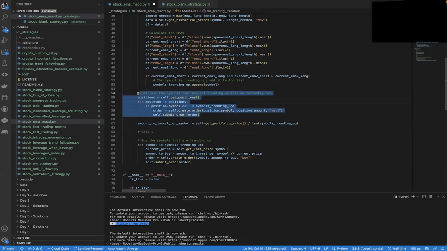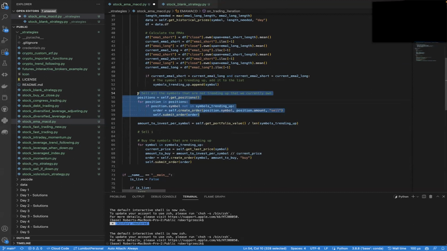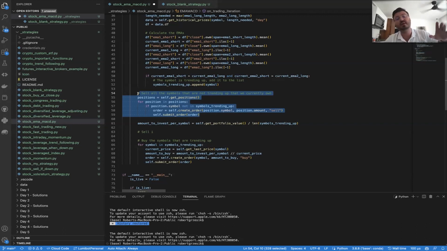Sometimes it's sideways. What about that? Well, first of all, the probability of it being zero is very low. But if it is zero, then we're considering that a sell in our case, right? So it has to be positive in order for us to own it. If it's not positive, then we're selling it.